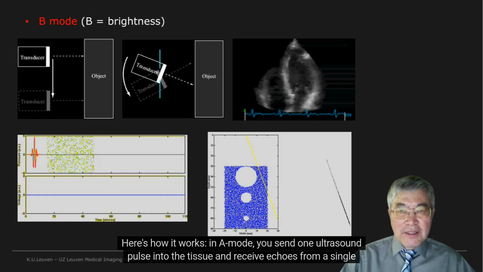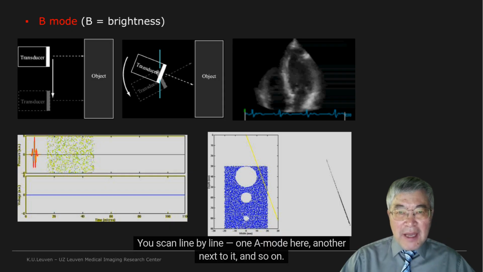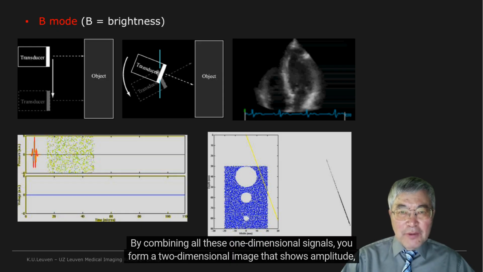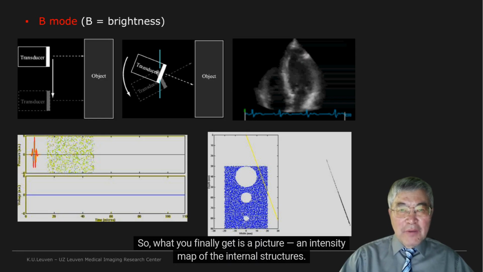Here's how it works. In A mode, you send one ultrasound pulse into the tissue and receive echoes from a single line of depth. In B mode, you repeat that process at many different positions. You scan line by line, one A mode here, another next to it, and so on. By combining all these one-dimensional signals, you form a two-dimensional image that shows amplitude or intensity as brightness. So, what you finally get is a picture, an intensity map of the internal structures.